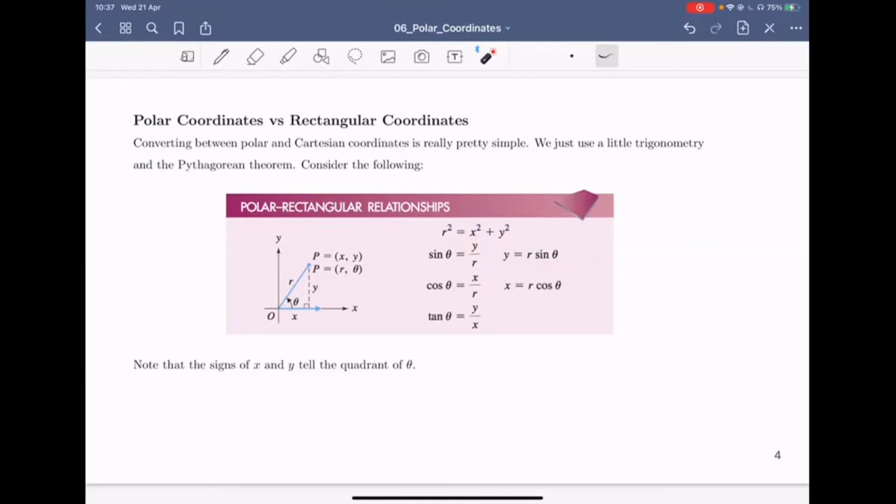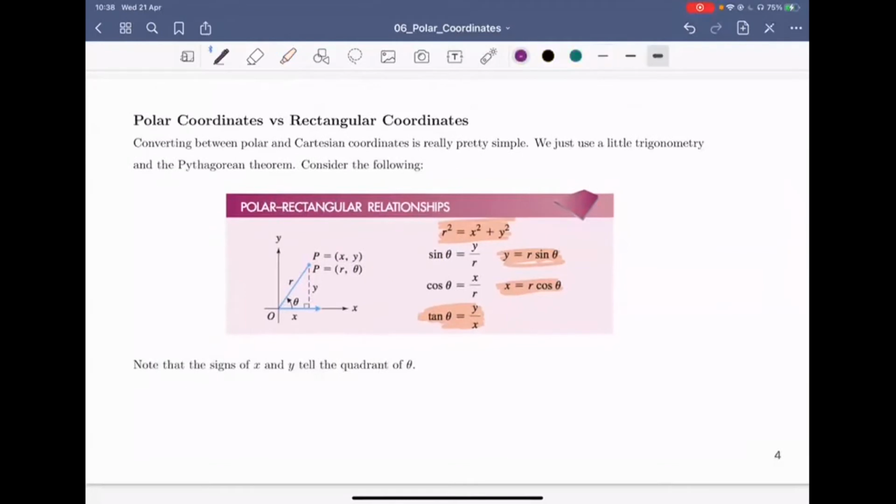So to sum up, if you want to switch the point or the equation between polar and rectangular coordinates, the things you have to memorize are: r squared equal to x squared plus y squared. That's the first one. x equal to r times cosine theta, y equal to r times sine theta, and tan theta equal to y over x. If you can memorize these, you can switch between polar coordinates and rectangular coordinates.